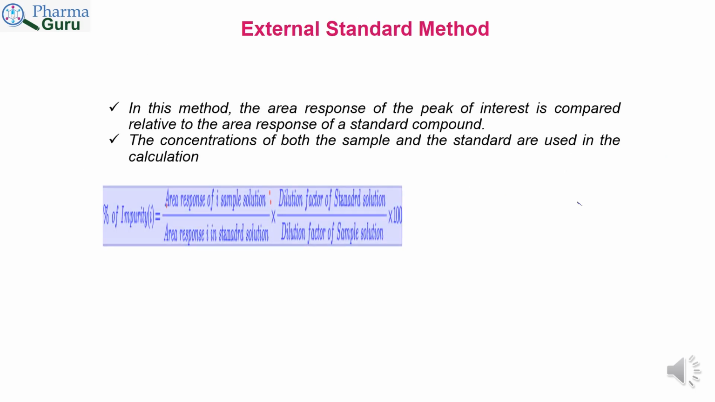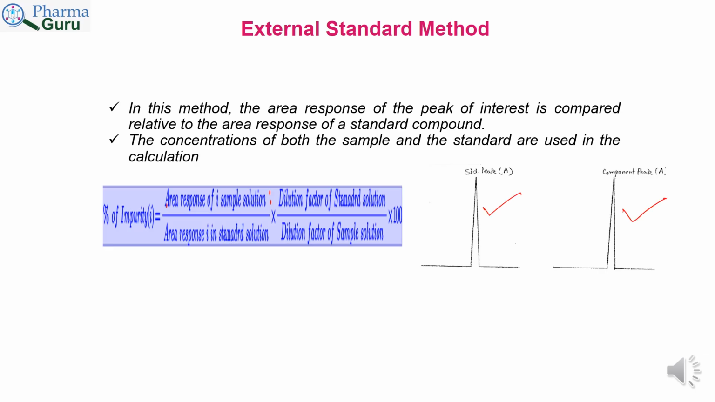In the external standard method, both the standard and the sample are prepared and injected in GC and a chromatogram is generated. The percentage of the compound is calculated by this formula: area response of impurity in sample divided by area response of impurity in standard, into dilution factor of standard divided by dilution factor of sample, into 100, into potency.